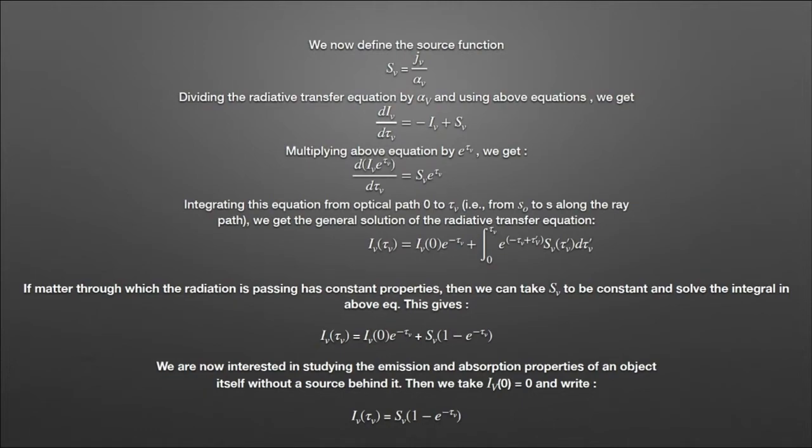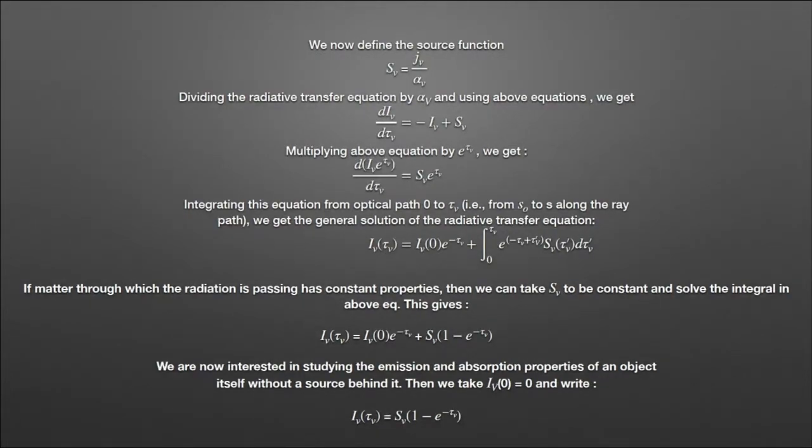So from the above equations, we can say that an optically thick object, where I v is equal to 0, extinguishes the light of a source behind it. So what about the optically thin object? For that we need to define the source function, from where the light is emitting. That will be equal to j v by alpha v. Dividing the radiative transfer equation by alpha v and using the above equations, we get dI v divided by d tau v is equal to minus I v plus S v.